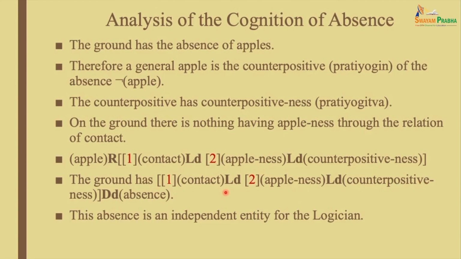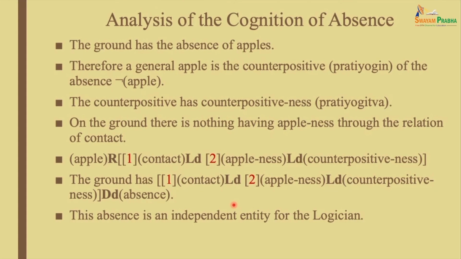See, once again, we represent an absence. Look at the very strong tendency of representing objects or cognitions or everything in this system. That makes the system rigorous and consistent. Now, the absence is an independent entity for the logician. I personally do not agree with this position. If I had time, I could talk about that. I would argue against it. I did in one of my papers, but let us now accept what the Naiyayika would say.